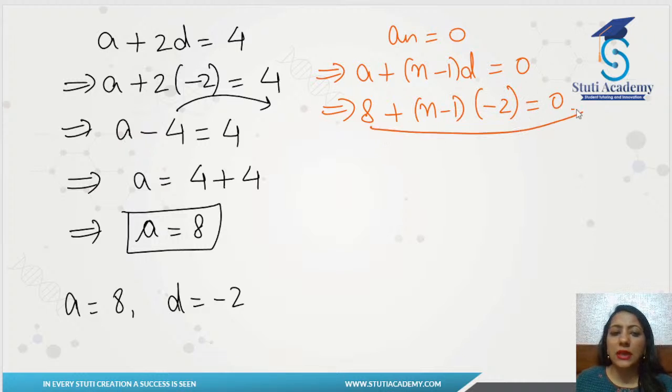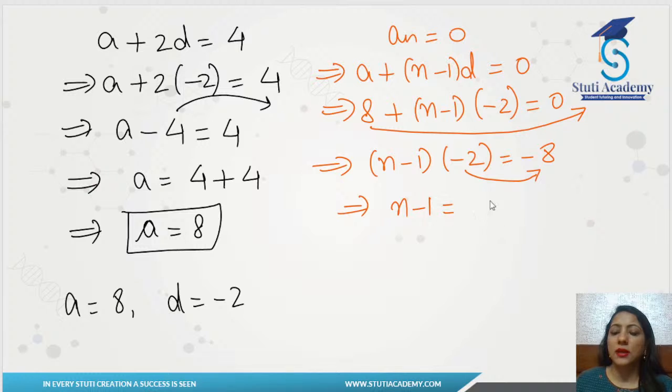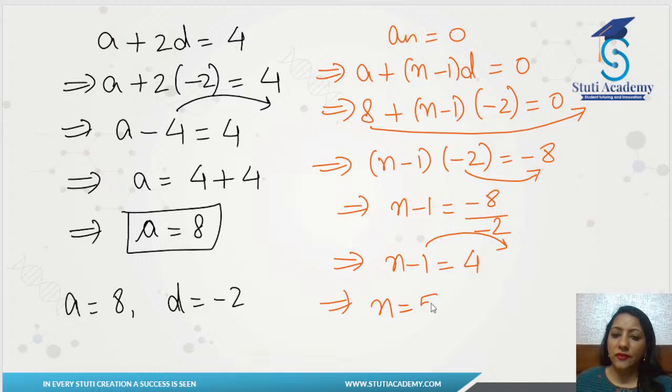8 I am going to take on the other side and I will get n minus 1 into minus 2 is equal to minus 8. This minus 2 I am going to take on the other side and I have n minus 1 is equal to minus 8 upon minus 2. So we have n minus 1 is equal to 4. We can take this minus 1 on the other side. We have n as 5.